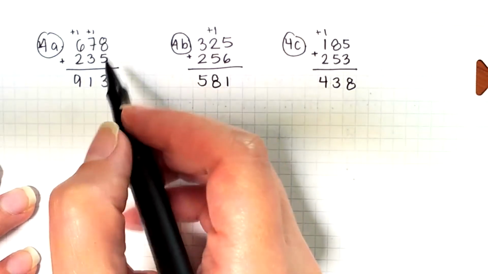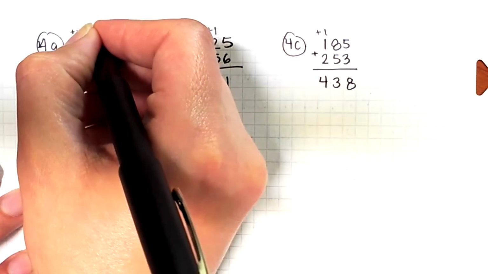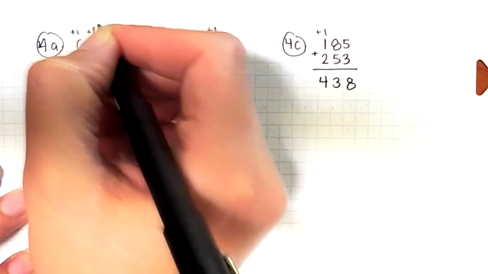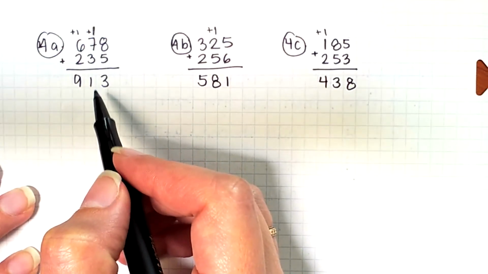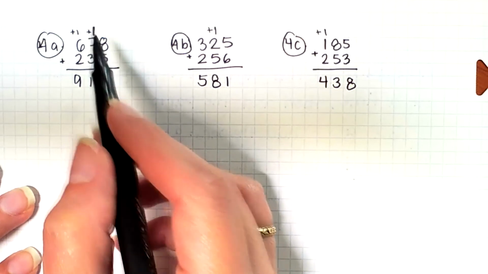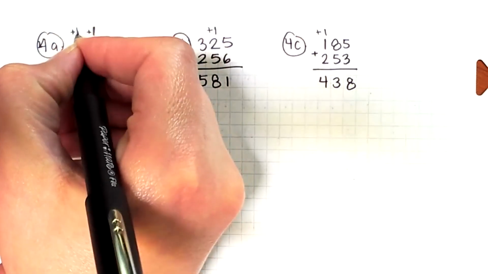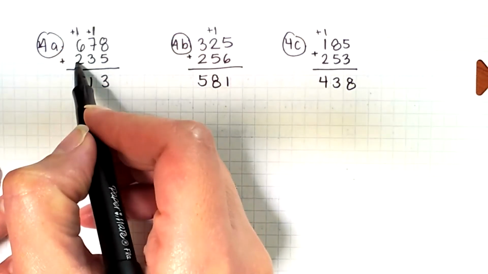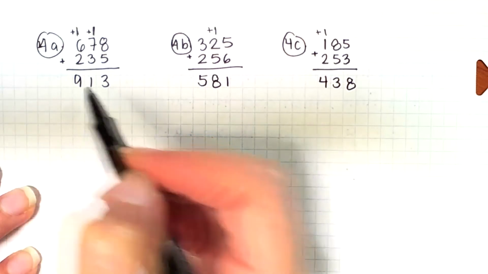8 plus 5 is 13. So I put my 3 over here and I carry my 1. Sometimes I'll write a plus 1 so I don't forget to add it. 1 plus 7 plus 3 is 11 because I know 7 plus 3 is 10, plus 1 more is 11. So I put my 1 over here and I carried the other one from the 11. 6 plus 2 is 8, plus 1 more is 9. So I got 913 here.